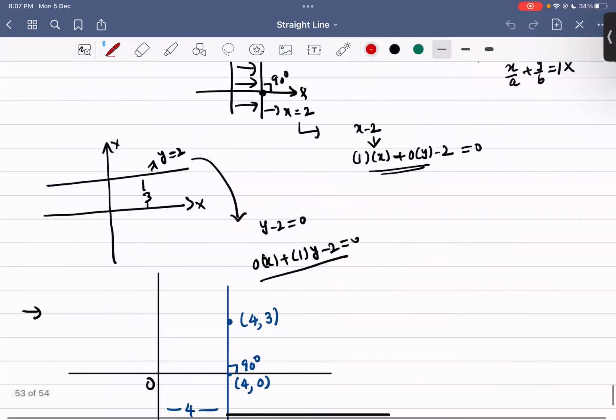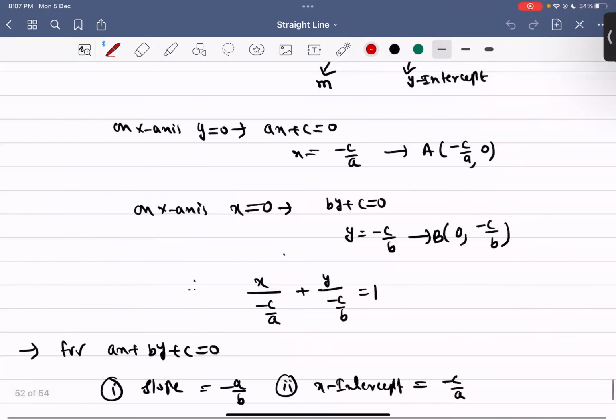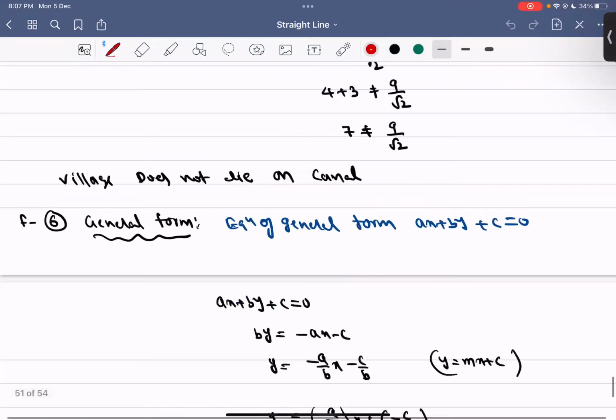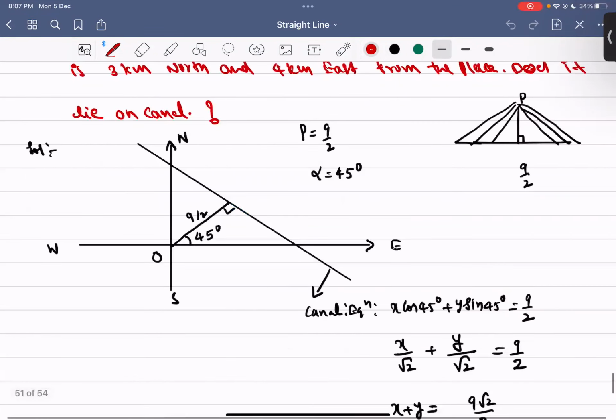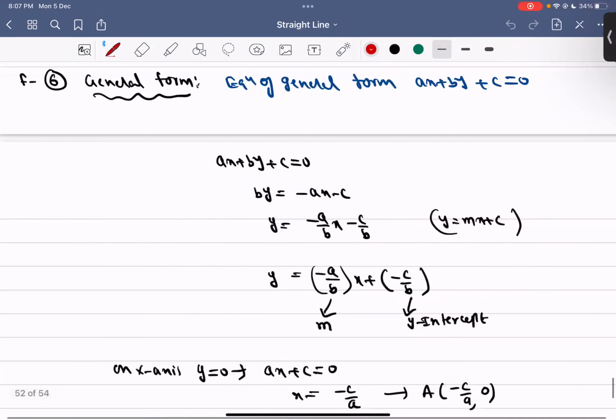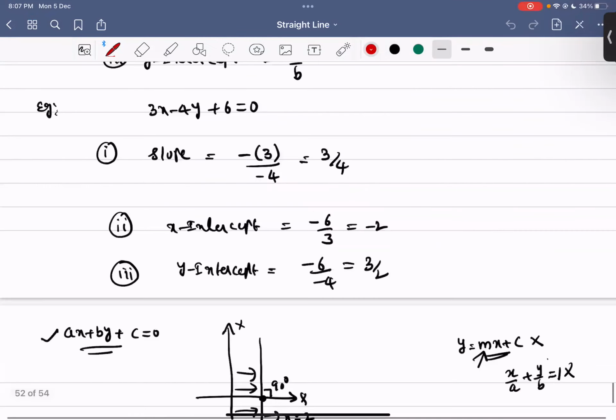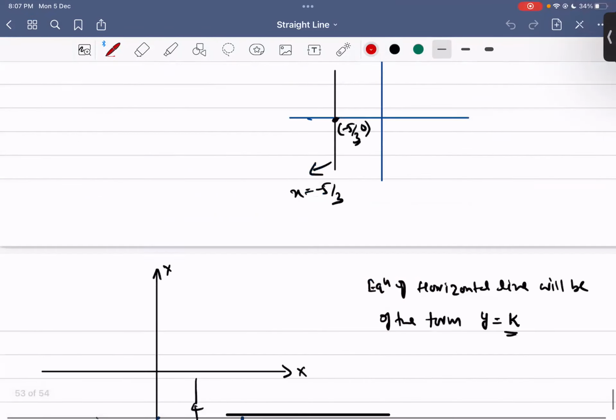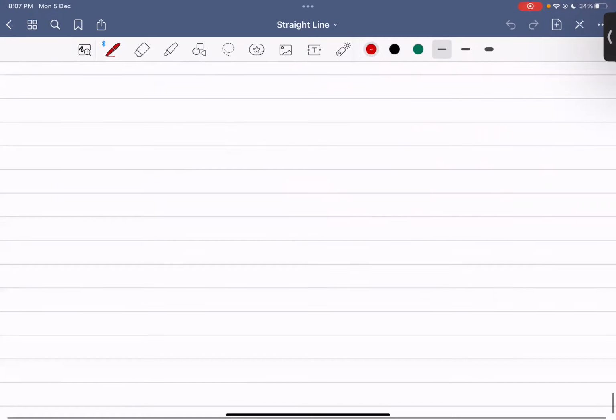Class, in yesterday's class, what we have seen: the general form is our normal form. Then after the general form, F6 is our... Next, the last one is parametric form, F7.